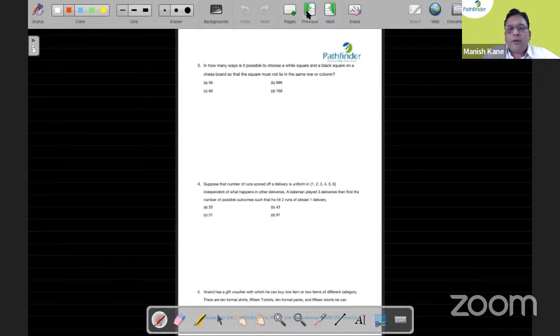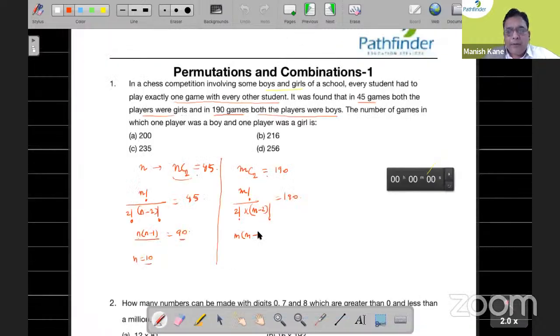Which means if you simplify this, you'll get m into m minus 1 as 190. And again, sorry, not 190, but 380. And again, you can simply see that m must be equal to 20. By observation, you can find out, or you can just solve this quadratic equation. So you have the number of girls as 10 and you have the number of boys as 20. Now, how many matches will be played where one girl and one boy is involved? 10 into 20, that is 200. So your answer simply must be equal to 200.